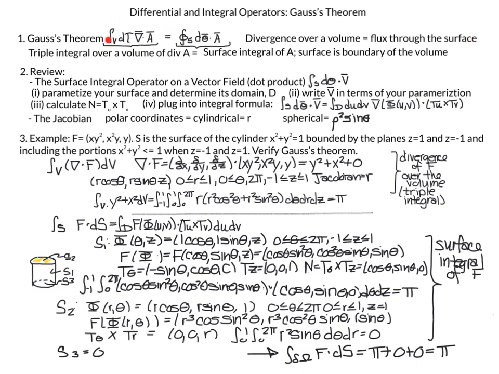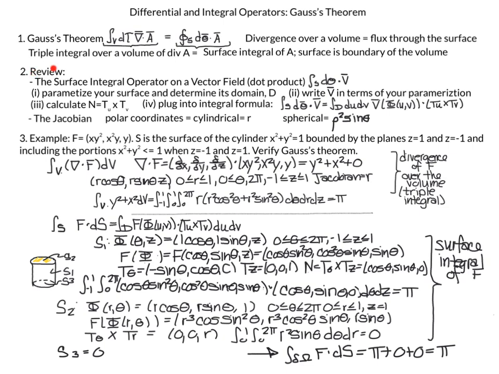And here, just to point out, we have a triple integral on the left-hand side, and it's a triple integral over a volume of the divergence of A. And here we have the surface integral of A, where the surface, again, is the boundary of our volume.